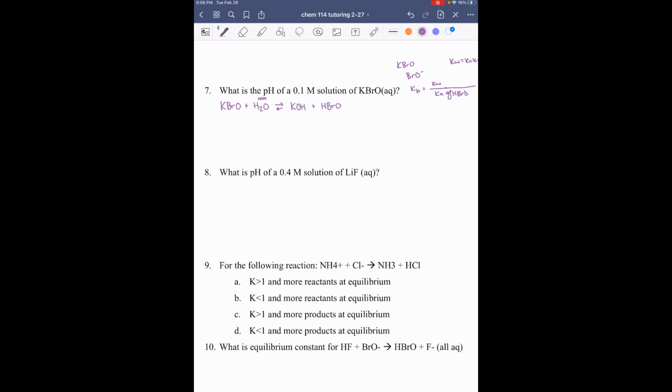And then we want to get our net ionic. So KBrO is going to split because it's a salt, a strong electrolyte. So it's going to be K+ and BrO-. H2O stays together because it's a liquid. KOH is going to split because it is a strong base.